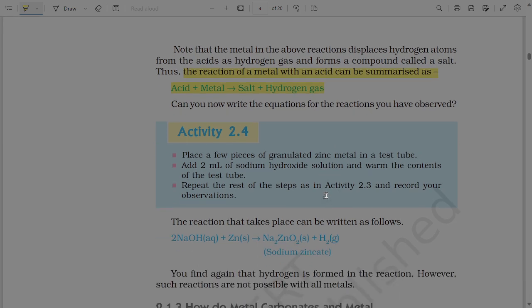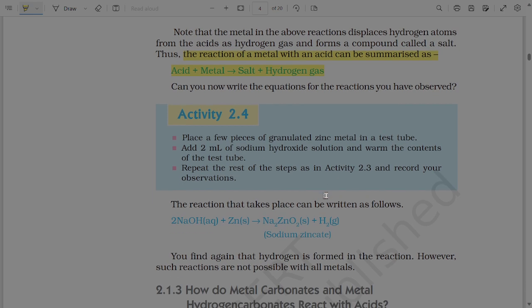Okay, so now activity 2.4. Place a few pieces of granulated zinc metal in a test tube. Add 2 ml of sodium hydroxide solution and warm the contents of the test tube. Repeat the rest of the steps as in activity 2.3 and record your observations. So we are checking here zinc and adding sodium hydroxide to it.